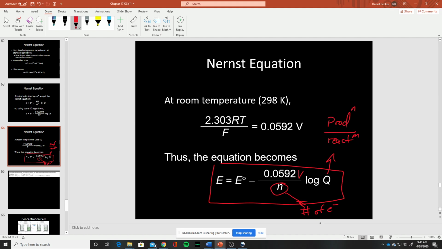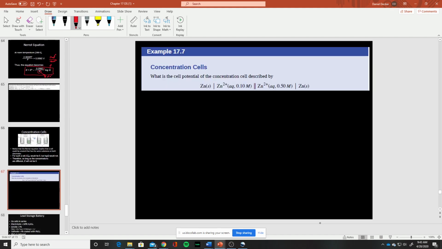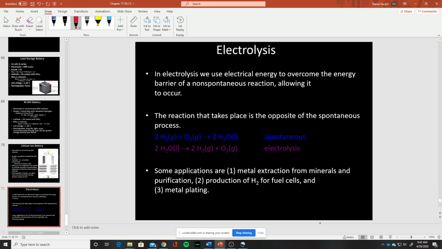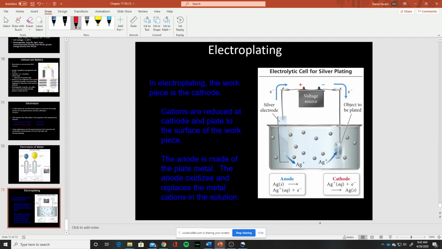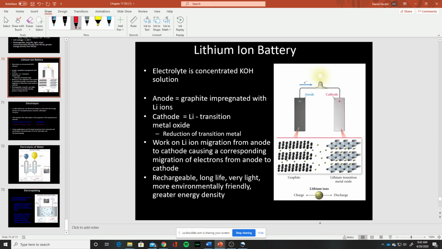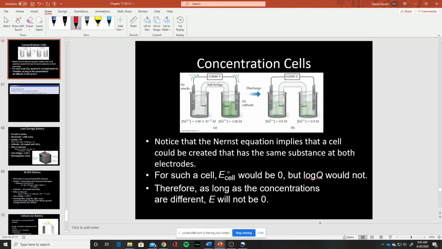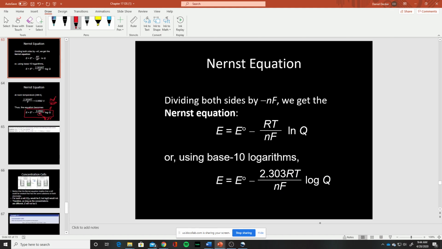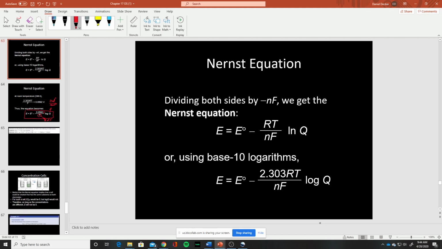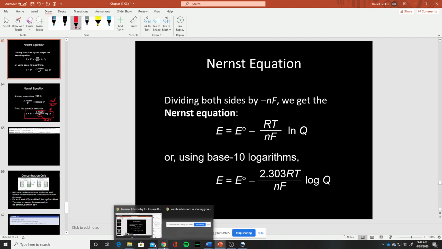Okay, any questions about those? Because that is pretty much it for this chapter. I'm not going to have you testing over the difference between a lithium-ion battery and a nickel metal hydride battery. Any questions?